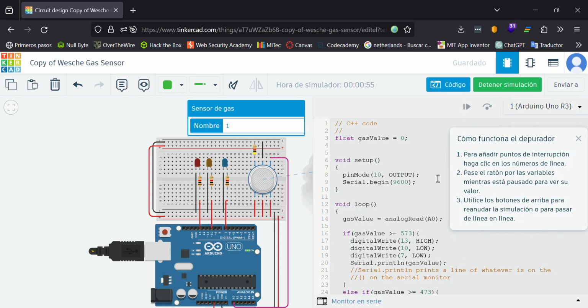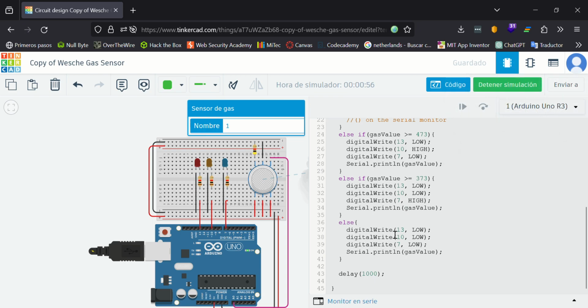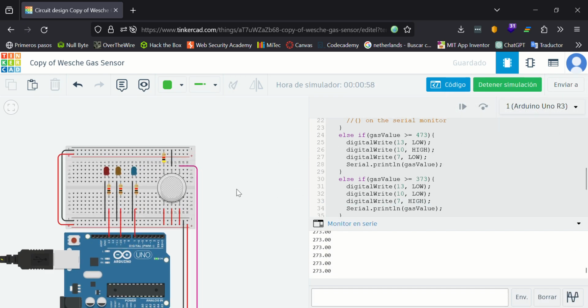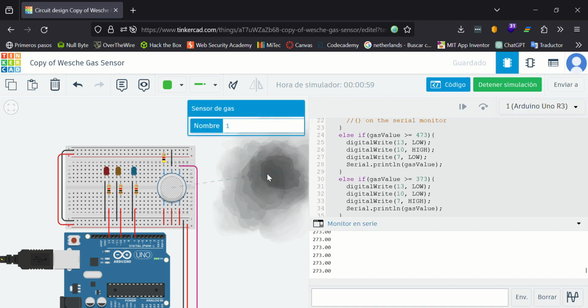How is the gas measured? If I go to my code over here, you will see that it is printing some values. These are the values of the gas that it is measuring.